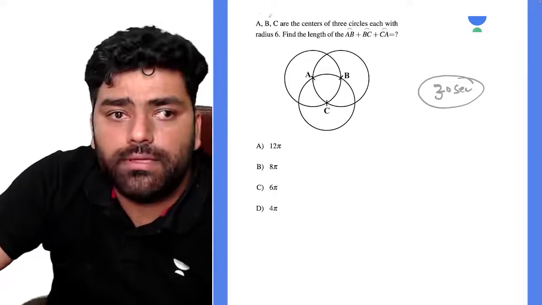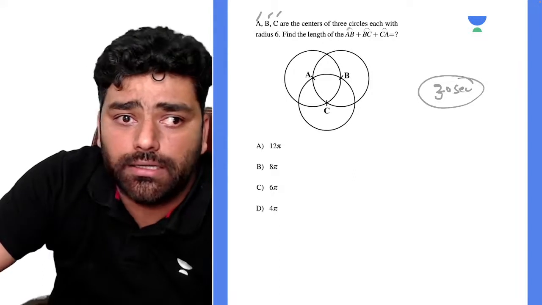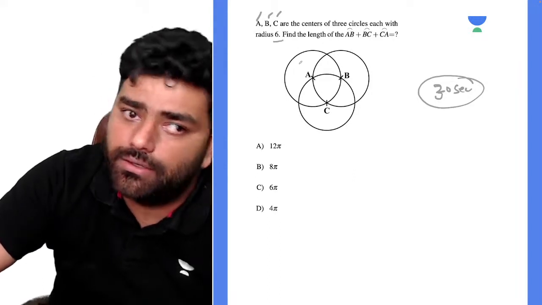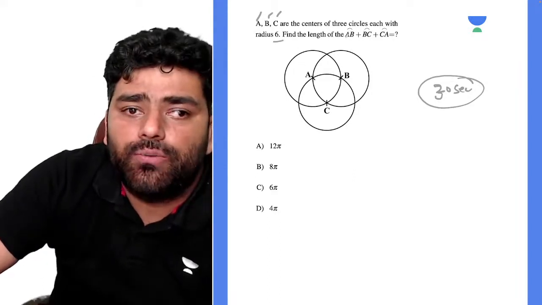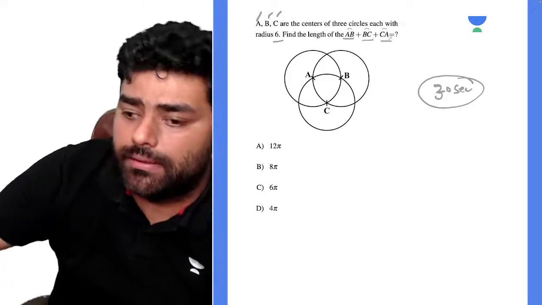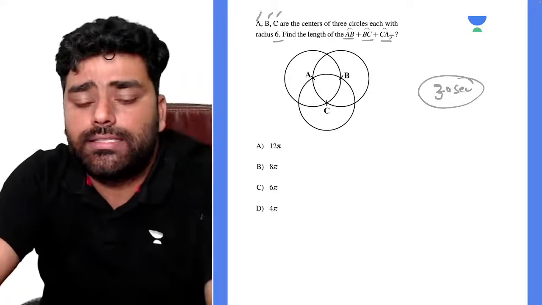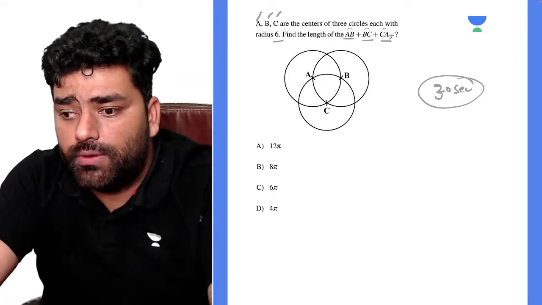Okay, so what is given is that A, B, C are the centers of three circles, each with a radius of 6. Find the length of AB, that means arc AB, arc BC and arc CA, right? What do we need to find? We need to find the length of these arcs, right guys? So how do we find that?